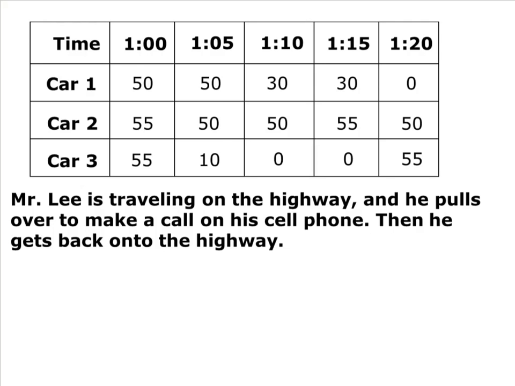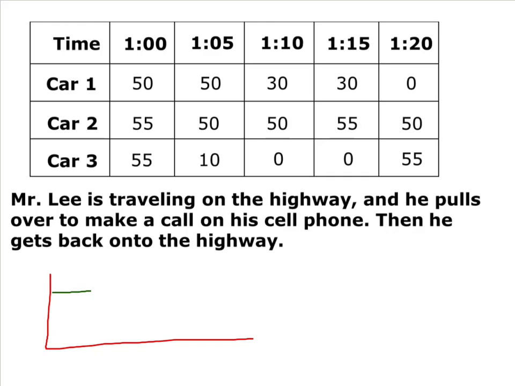Alright, our first example here says Mr. Lee is traveling on a highway, then he pulls over to make a call on his cell phone. He then gets back on the highway. Okay, so let's think about that. It's telling us that Mr. Lee is driving down the highway, let's say, I don't know, 50... I'll draw my graph down here. Let's say he's driving down the highway going 55 or whatever.